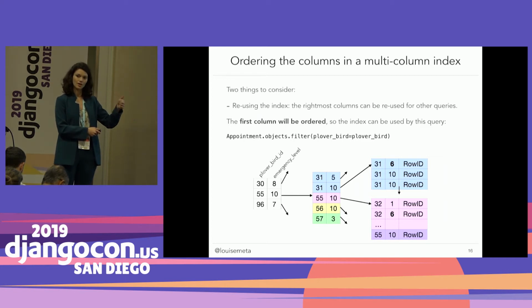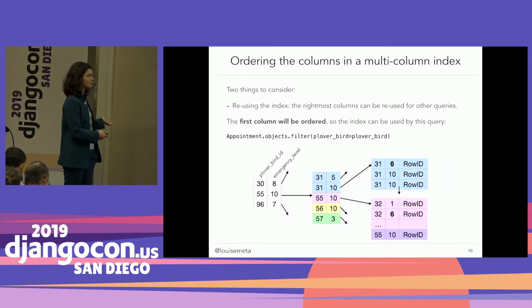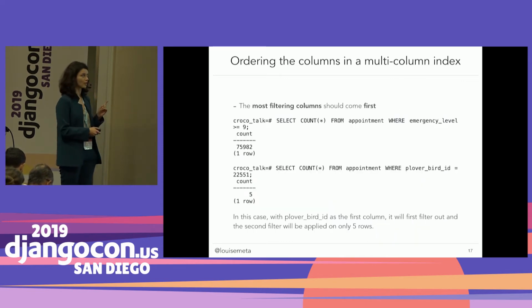It's important to note that because if you need a multi-column index, then you might also want to clean the useless indexes that could be just reused by this one. So that's the first thing. The second thing that you have to think about is that you should put your most filtering column first. That means that at least try.